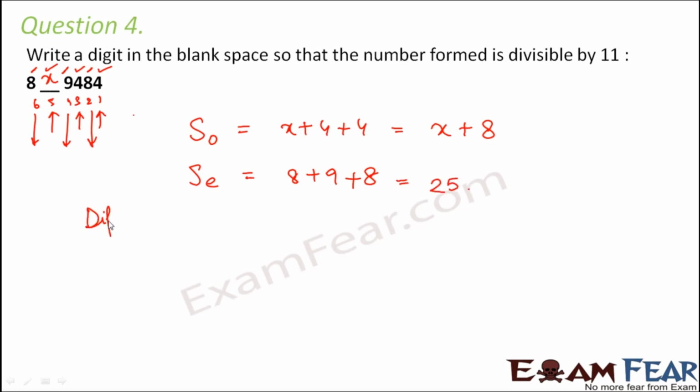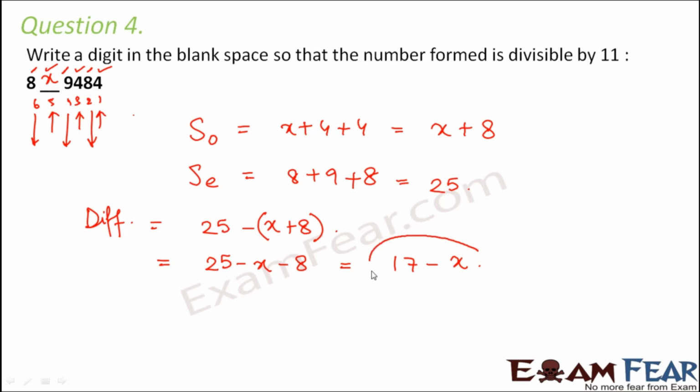Now let us find their difference. The difference would be 25 minus (x plus 8). So this would be 25 minus x minus 8, which is equal to 17 minus x. So this is the difference. Now, what do we know as per the rule? If this difference is either 0 or it is divisible by 11, only then will the number be divisible by 11. So let us assume the first case, that this is equal to 0.